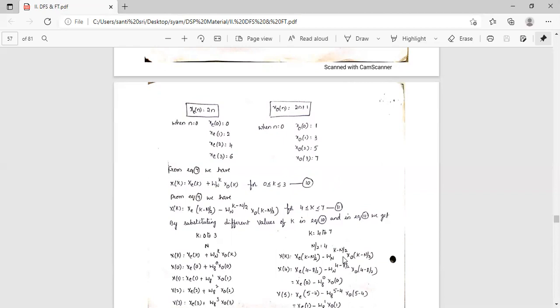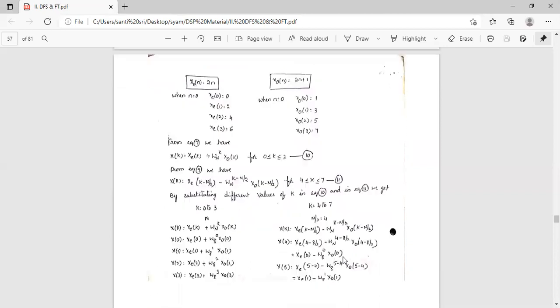Okay. So C of k minus n by 2 minus Wn for k minus n by 2 into xo of k minus n by 2, for n by 2, that is 8 by 2, is less than or equal to n minus 1, 8 minus 1, that is 7. Okay, by substituting different values of k in equation number 10 and equation number 11, we get here k equal to 0 to 3, here k equal to 4 to 7.